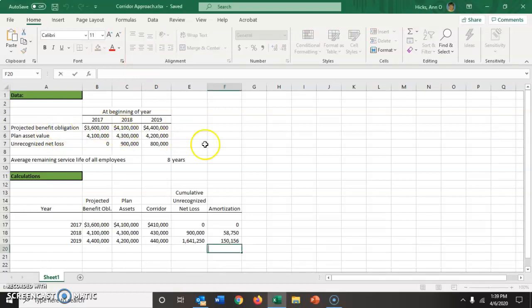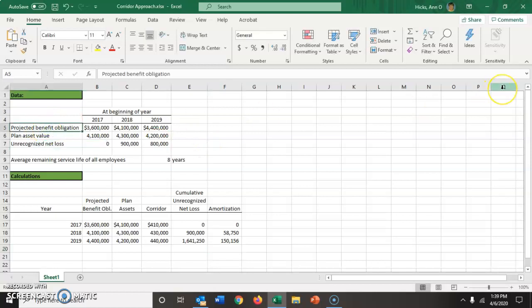The first thing we need is to know what our projected benefit obligation is at the beginning of the year for which we are calculating amortization. So at the beginning of 2017, we had PBO of 3.6 million. At the beginning of 2018, we had PBO of 4.1 million. And at the beginning of 2019, we had PBO of 4.4 million.